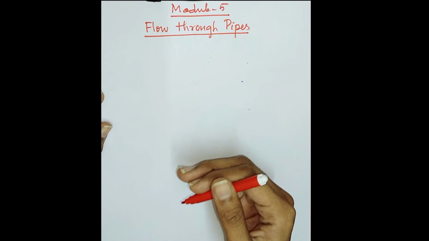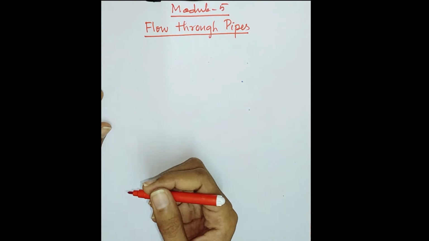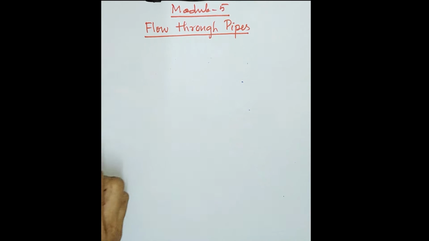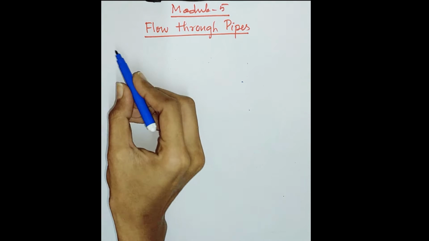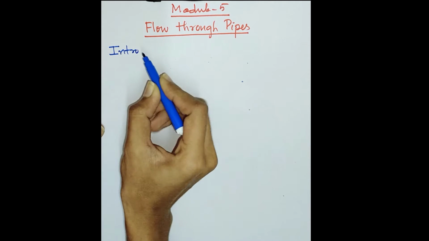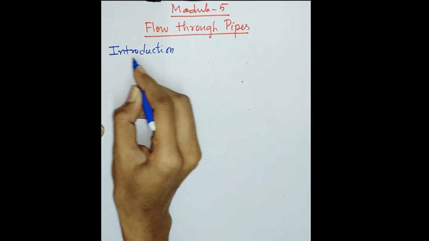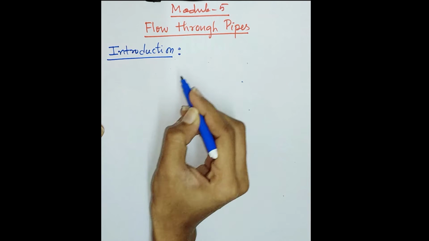So like this we are going to discuss the concepts one by one. So in today's class we'll just see the introduction part of this flow through orifice. So first, what is a pipe?